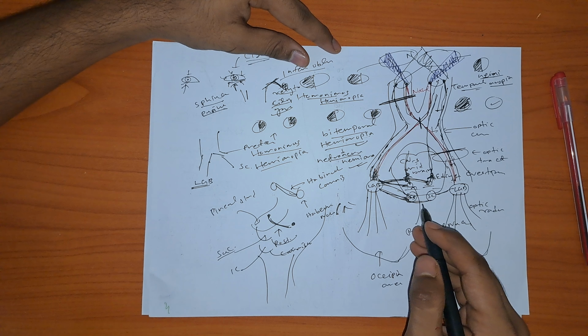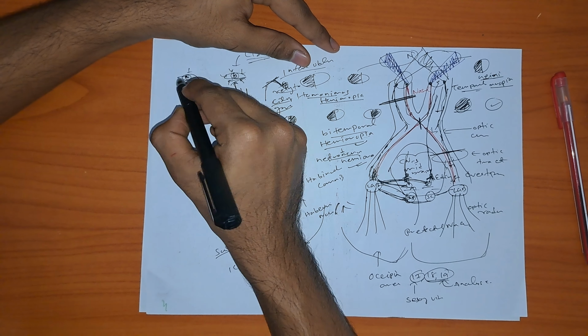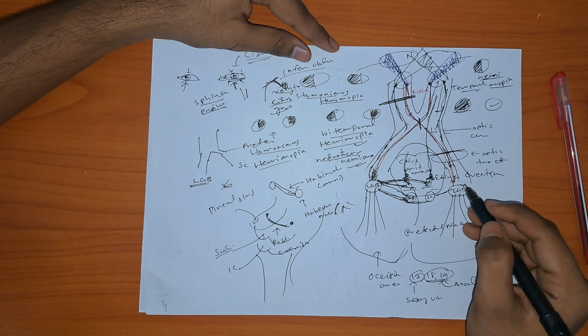We have another thing, that is when we look to one side, and the other eye also moves like this. It is related to the medial longitudinal fasciculus.